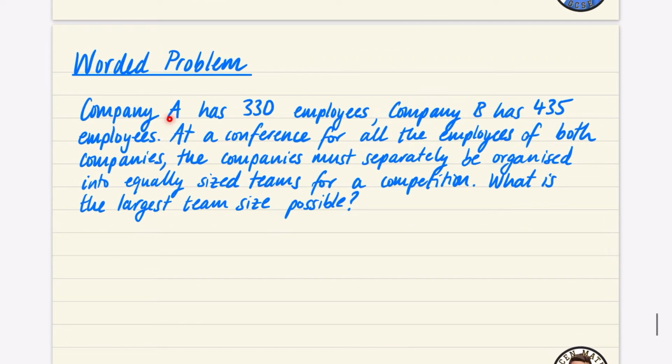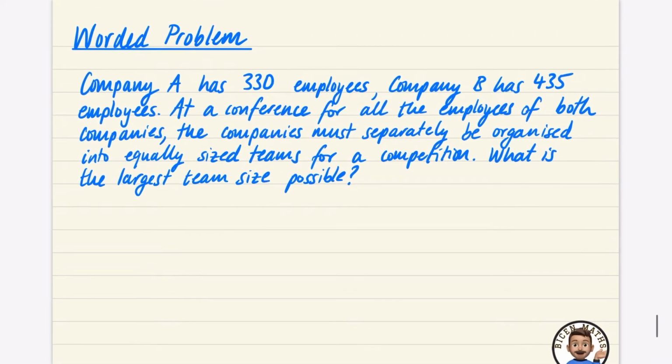It says company A has 330 employees and company B has 435 employees. At a conference for all the employees of both companies, the companies must separately be organised into equally sized teams for a competition. What is the largest team size possible? So if we're going to take 330 people and 435 people and split them into equally sized teams, we need to find their factors, okay?